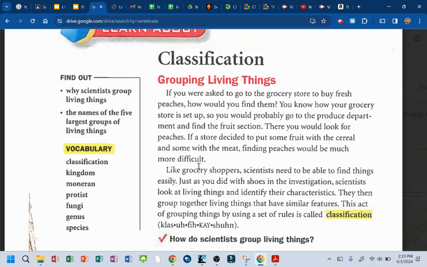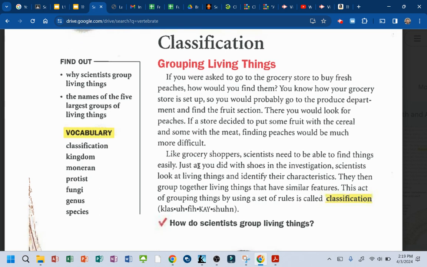Classification, grouping living things. If you were asked to go to the grocery store to buy fresh peaches, how would you find them? You know how your grocery store is set up, so you would probably go to the produce department and find the fruit section. There you would look for peaches. If a store decided to put some fruit with the cereal and some meat, finding peaches would be much more difficult. Like grocery shoppers, scientists need to be able to find things easily.